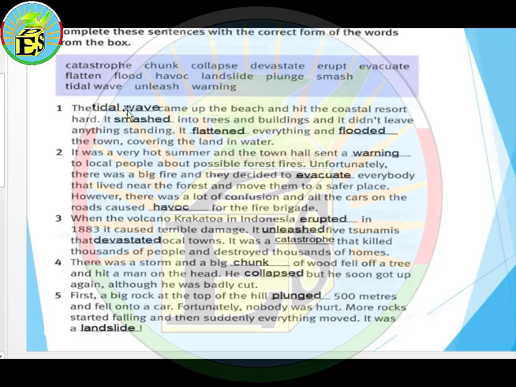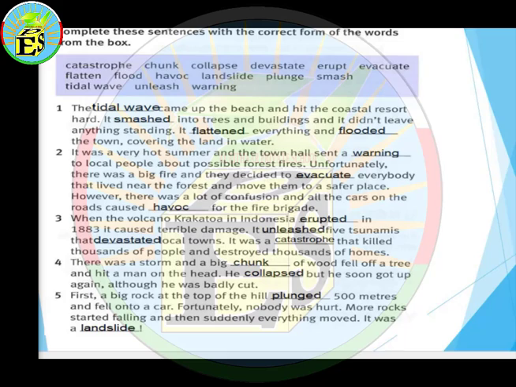Number 1. Tidal wave. Smashed, flattened, flooded. Number 2. Sent what? Sent a warning. Decided to evacuate. Evacuate everybody. Caused havoc for the fire brigade. Number 3. The volcano Krakatau in Indonesia erupted. It unleashed 5 tsunamis that devastated local towns. It was a catastrophe. Number 4. A big chunk of wood. He collapsed. Number 5. Plunged. And the last one, a landslide. Okay? Have you checked your answers?